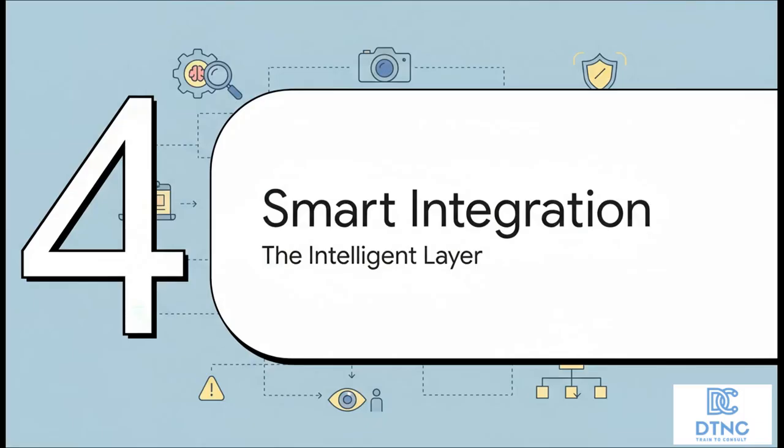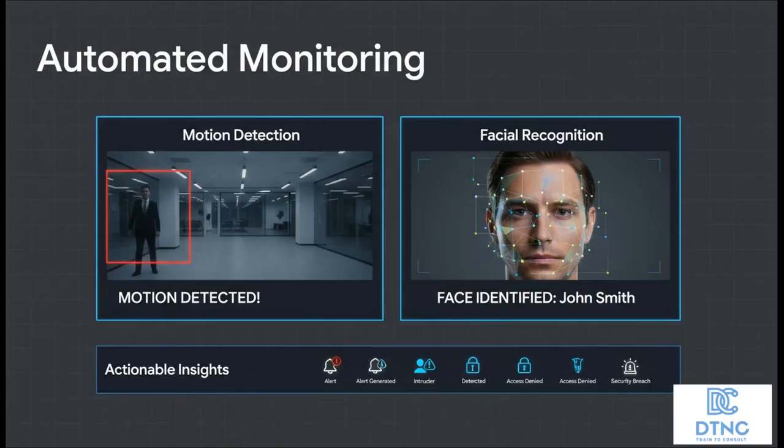Okay, so once we've got the hardware and the network locked down, we can add the really cool stuff, the brains of the operation. This is what takes a CCTV system from just a dumb recording device and turns it into a proactive, smart security tool. We're talking about features like video analytics. So instead of a security guard having to stare at a screen for hours watching nothing happen, the system can do the heavy lifting.